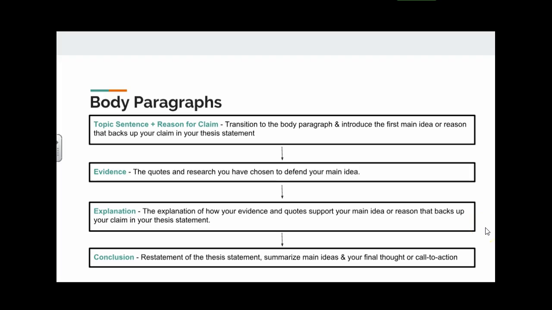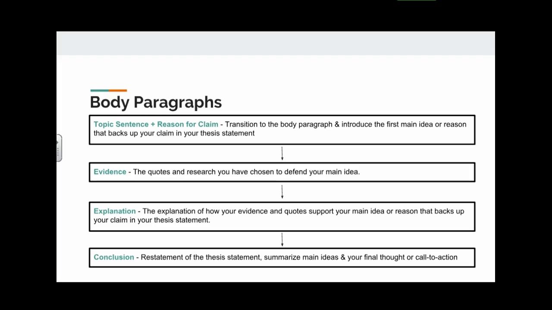All right, body paragraphs. Your body paragraphs are where the majority of your argument is taking place. So you start obviously with your topic sentence and your reason for your claim. That might be like, the first reason that animals deserve a Bill of Rights is because your first main idea or reason that backs up your claim or thesis statement. Each body paragraph is a different topic that backs up your thesis.